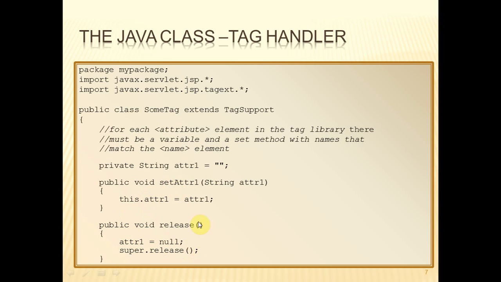There's also this release method. This is quite typical in that for each of the attributes that you've defined up here, you'll set them to be equal to null, and you'll then call super.release. This is all part and parcel of freeing up this resource ready for garbage collection.